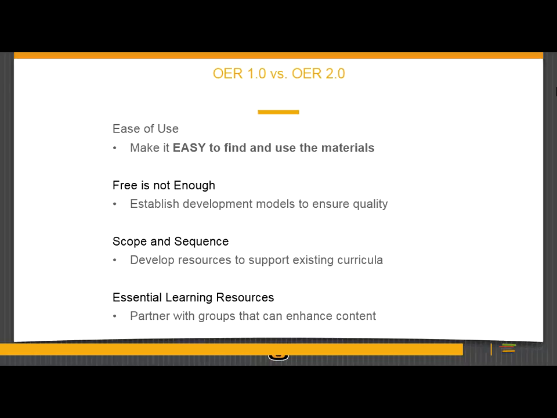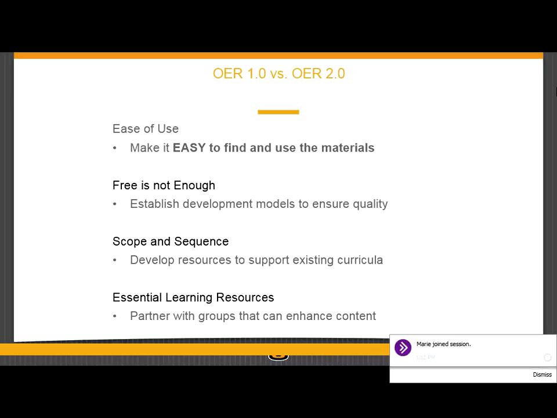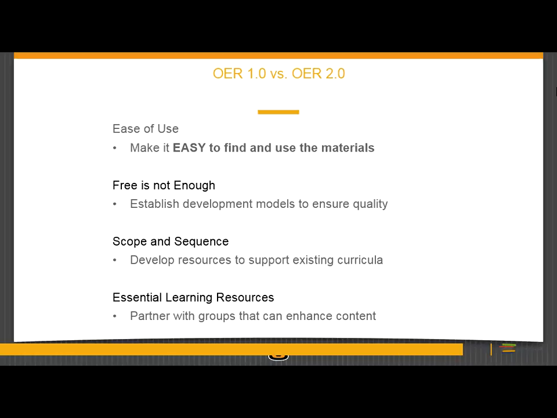So as OER improves, different groups who produce and distribute these materials are working to improve in the areas that faculty have outlined: making these easier to find and use, establishing sustainable models to ensure quality, because that's definitely a major concern, and then just making sure that what is produced fits well into curricula.